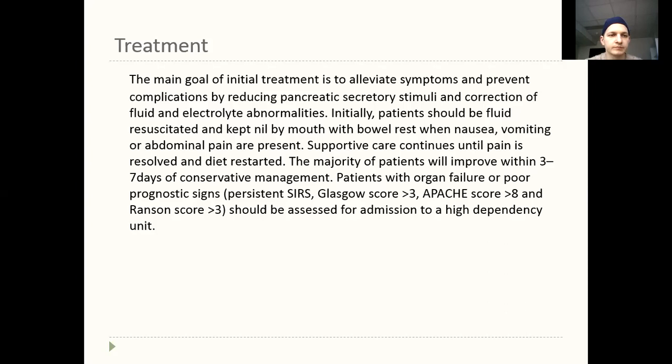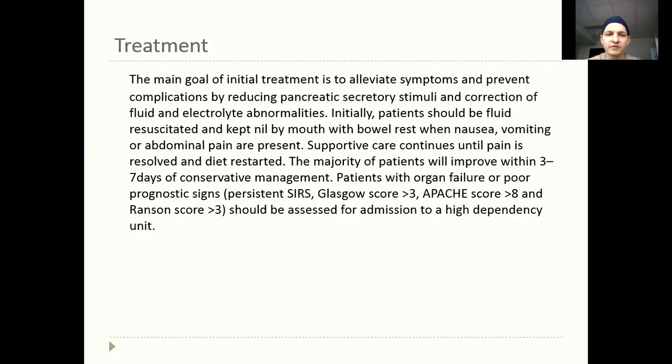Treatment. The main goal of initial treatment is to alleviate symptoms and prevent complications by reducing pancreatic secretory stimuli and correction of fluid and electrolyte abnormalities.